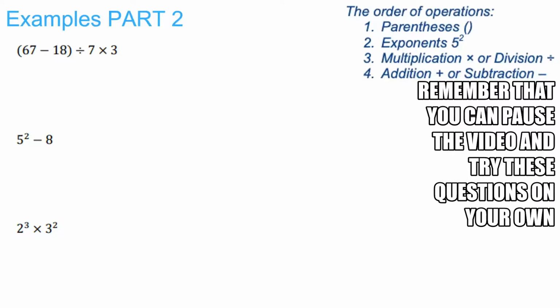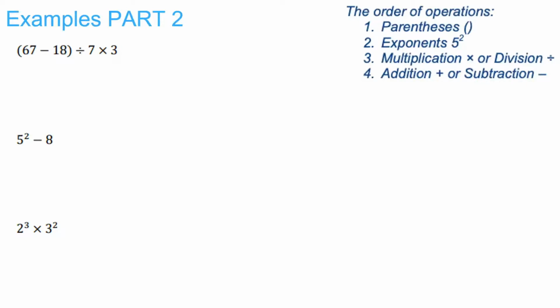Examples part 2. We're going to look at it again. Do we see any parentheses? Yes, we do. For question 1, we do see a parentheses right here. So what's 67 minus 18? That would be 49. Now always remember to bring all of these down. So 49 divided by 7 times 3.